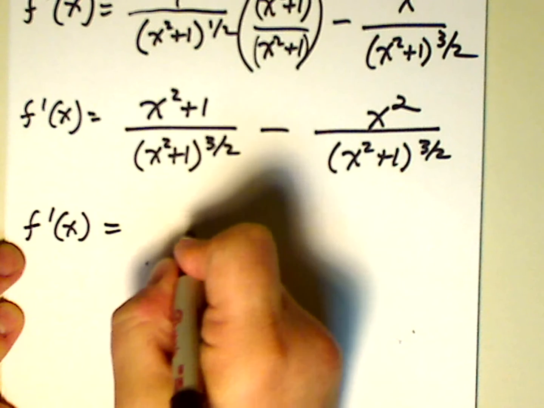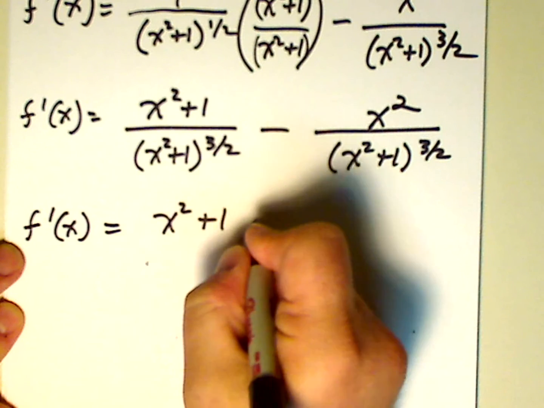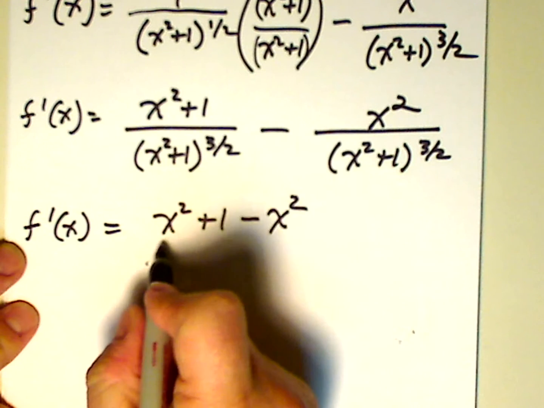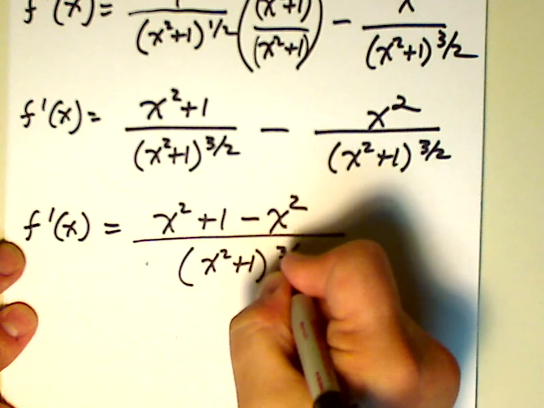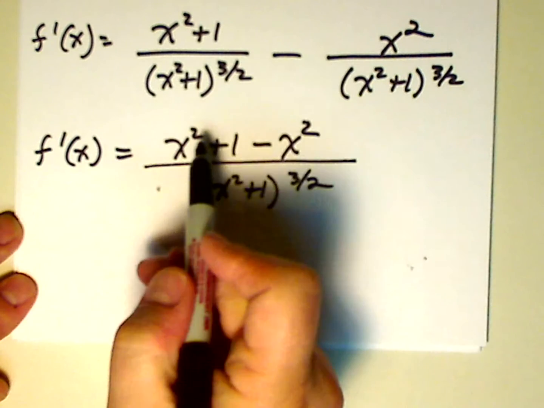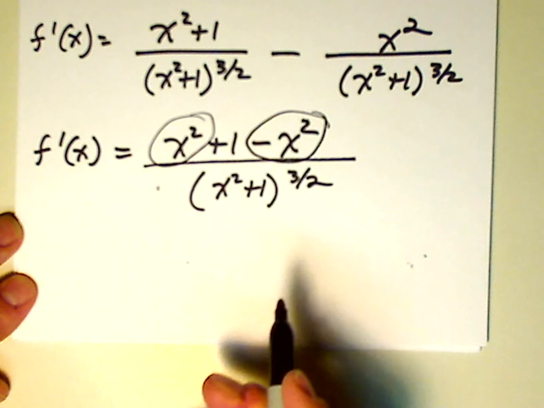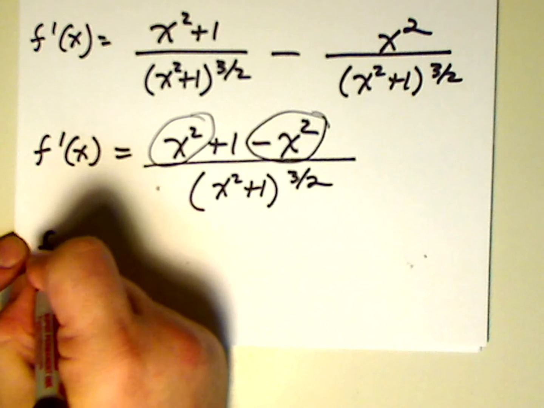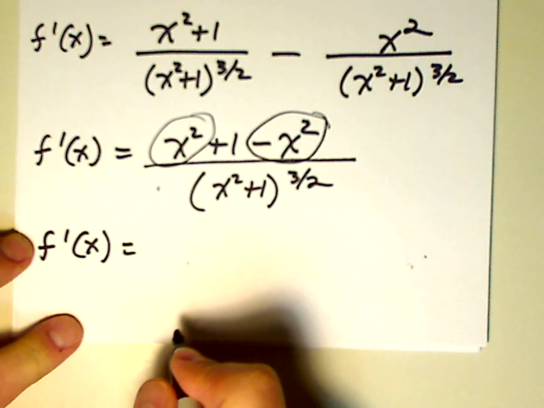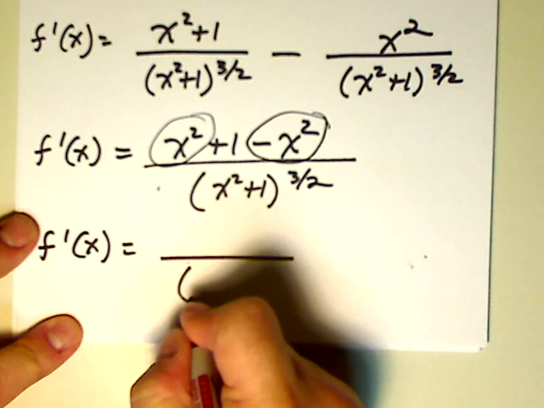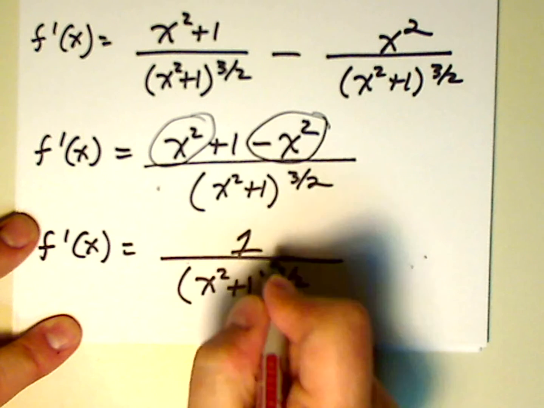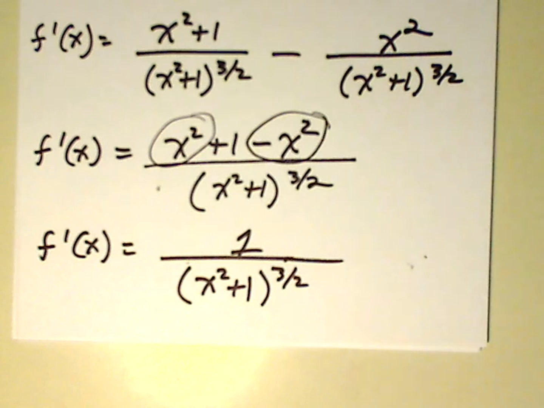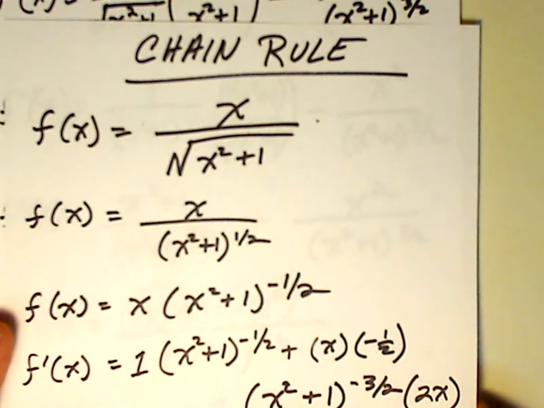F prime x is equal to, well, x squared plus 1 minus x squared. You should be able to see what's going to happen in a moment. Over x squared plus 1 to the 3 halves. Obviously this term and this term drop out, and we're left with f prime x is equal to x squared plus 1 to the 3 halves in the denominator and 1 in the numerator. So there's the derivative.